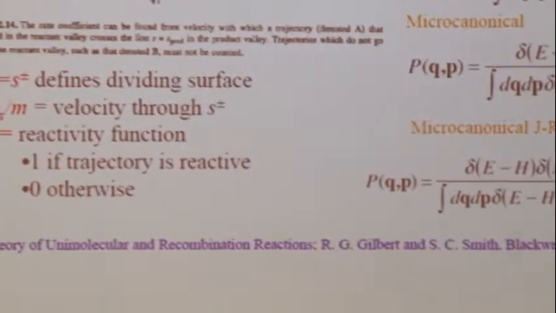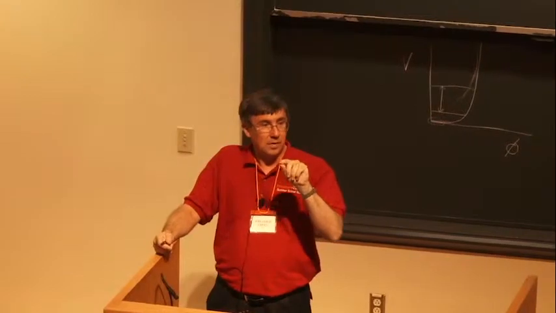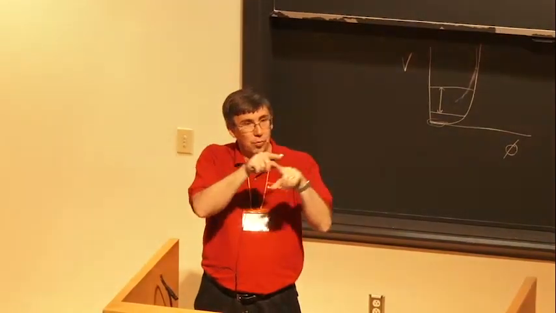If you watched a lot of manifestations of your system, started a lot of different trajectories at different points, and just counted how many end up as reactants and how long it took them, then you'd be able to calculate a rate coefficient, and this would actually be the integral that you would do to calculate it.